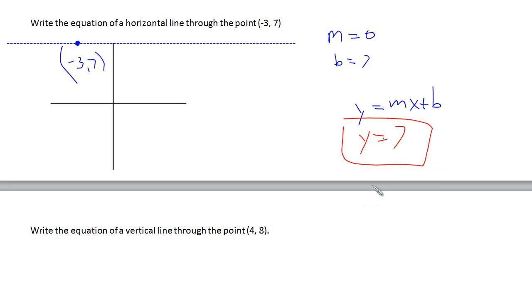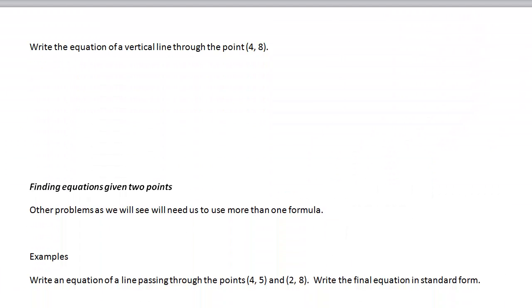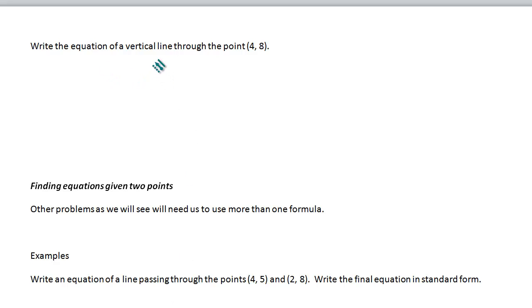So horizontal lines are y equals. In a second here, you'll see how the equation of vertical lines stack up. It's very similar. So again, I'll draw my x and y axis.